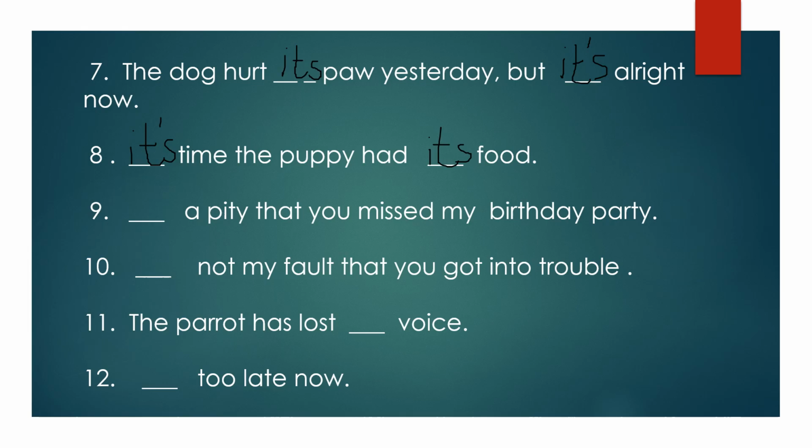9. It's a pity that you missed my birthday party. IT apostrophe S. It's a pity. Contracted word. 10. It's not my fault that you got into trouble. Contracted word. IT apostrophe S.